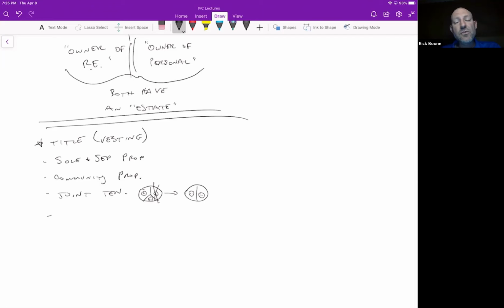Another way to hold title as a kind of business relationship is called a tenancy in common. Now, the idea of a tenancy in common allows us to split up the levels of ownership. See, with joint tenancy, if there's 3 owners, you are 1/3 owner. If there's 2 owners, you are a half owner. A tenancy in common allows you to cut up that pie however you want to.